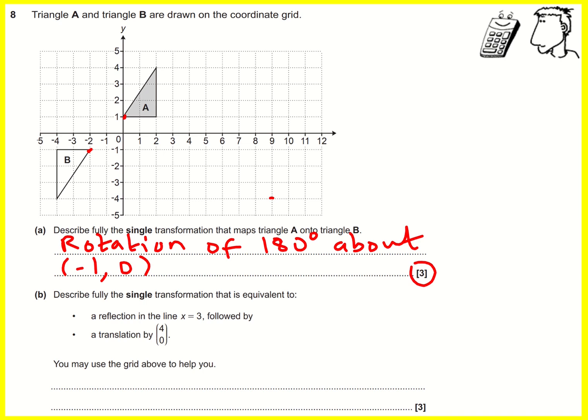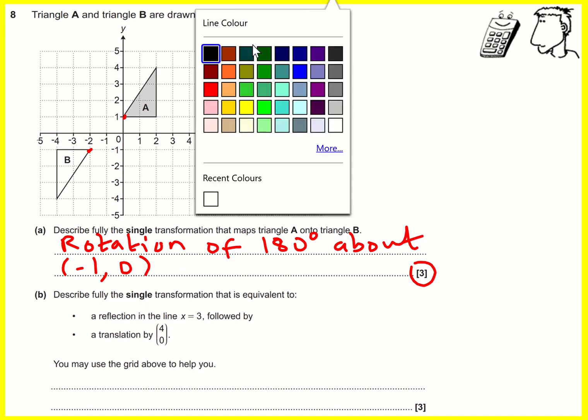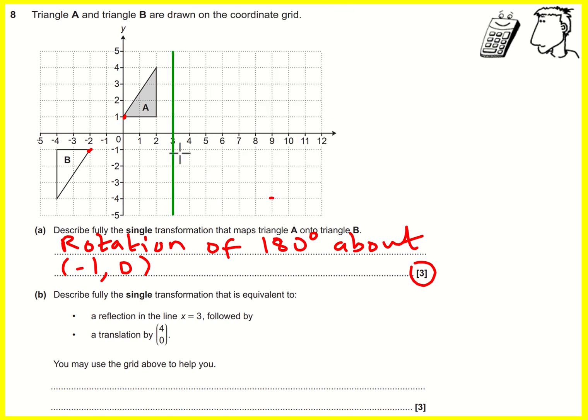Okay, we're now asked about a single transformation that's equivalent to this reflection and then this translation. So let's give it a go. I'm going to use triangle A to help me with this. First of all, the line x equals 3. What does that look like? It actually looks like this. It's the line that goes through x equals 3, and all along this line, x is equal to 3. Here, for example, I've got 3 minus 5. I still have x equals 3.